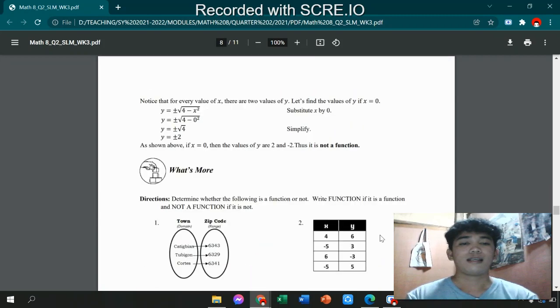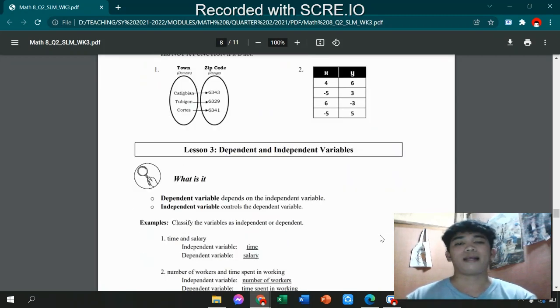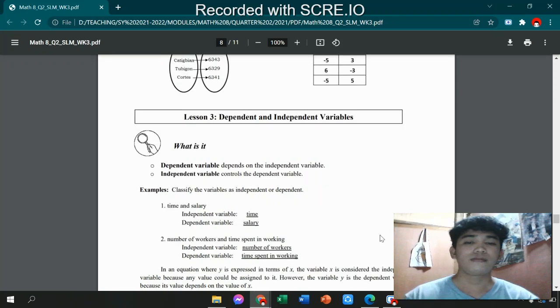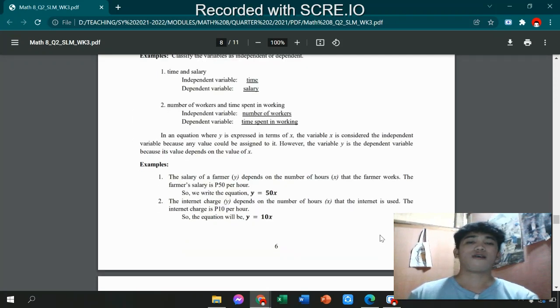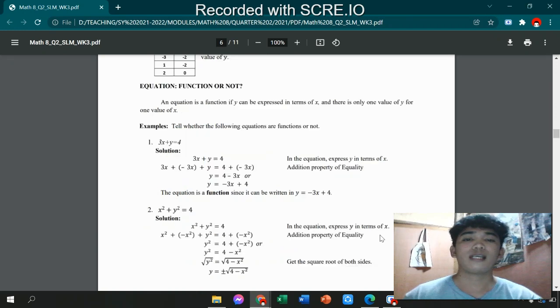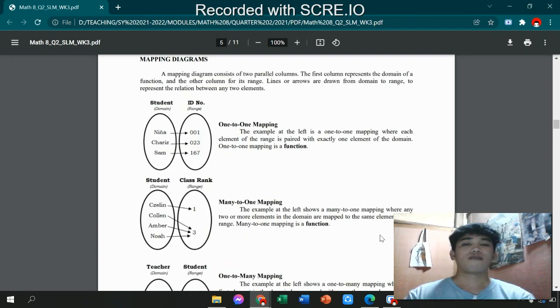And lastly, in module 3, we talked about the dependent and independent variables. Again, what is a dependent variable? Muna siya ang magdepende ra sa independent variable. Ang independent variable mao ang maka-stand alone. Kung unsay changes nga mahitabo sa independent, mahitabo pod sa dependent variable. So those were the things that we talked about in our module 3. I hope everything was clear to you.